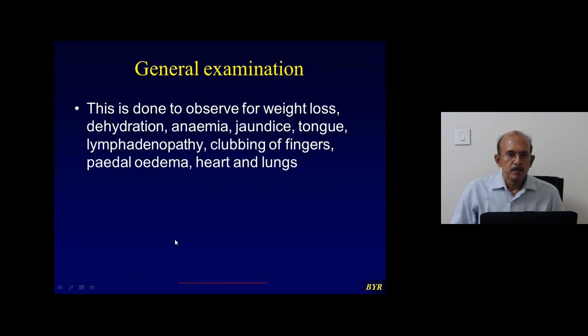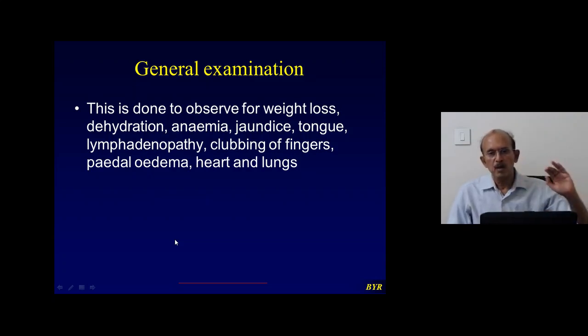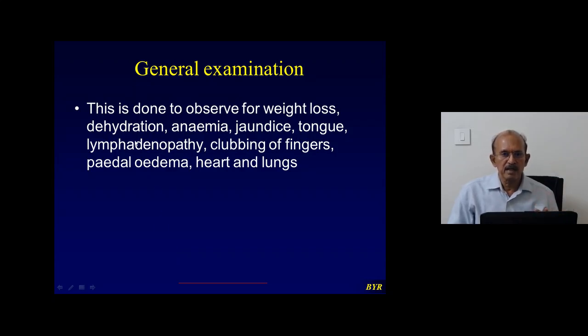General examination, this is done to observe for weight loss, dehydration, anemia, jaundice. Examine the tongue, lymphadenopathy, clubbing of fingers, pedal edema, heart and lungs. So what you do routinely is first have a general look, whether the patient is having normal weight or whether the patient is looking very sick, ill and having weight loss. Look for signs of dehydration. That means eyes are drawn in, skin is dry and inelastic, tongue is very dry, patient is a little bit restless. So when such features are there, think of dehydration.